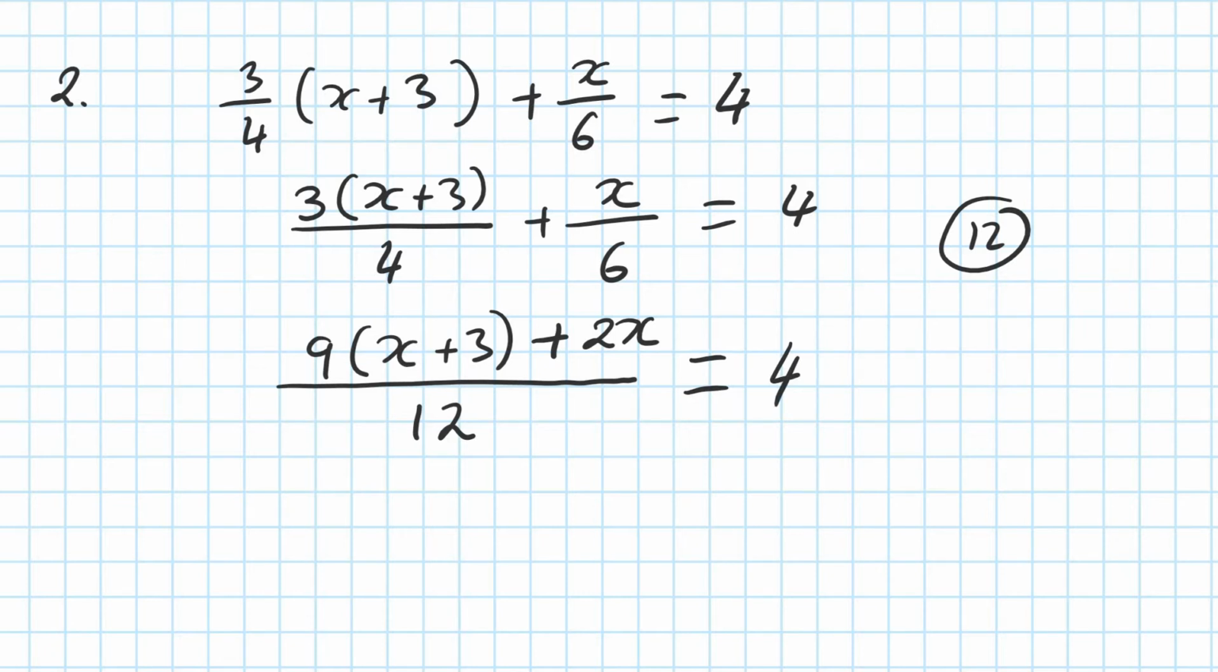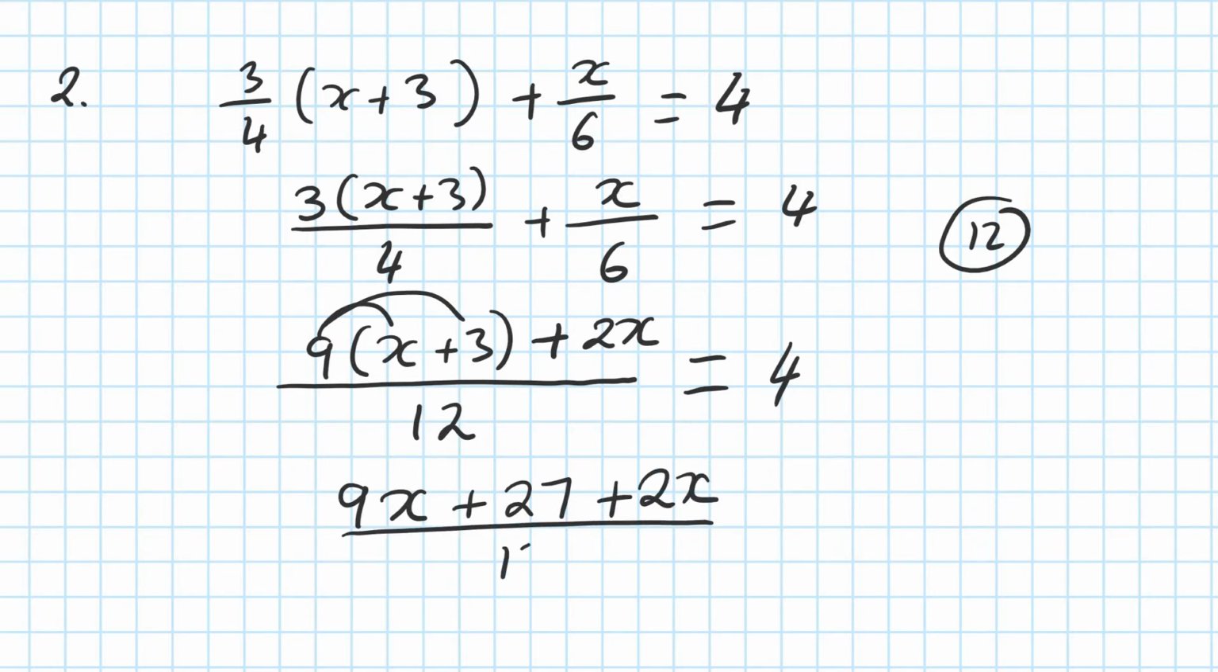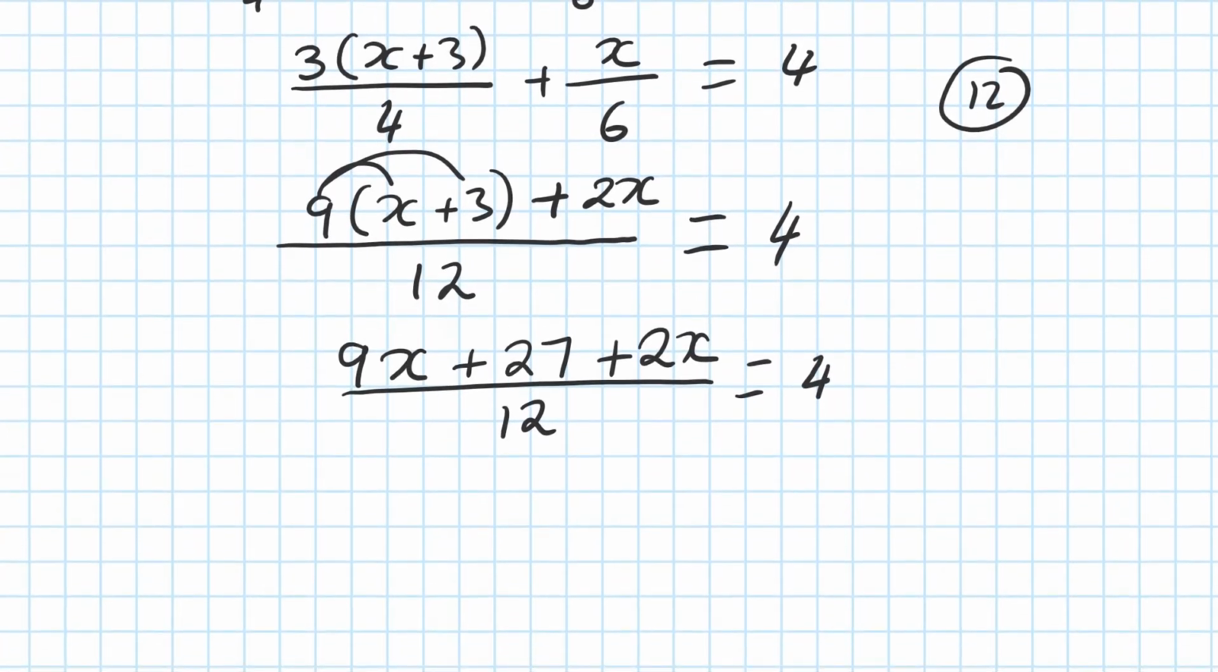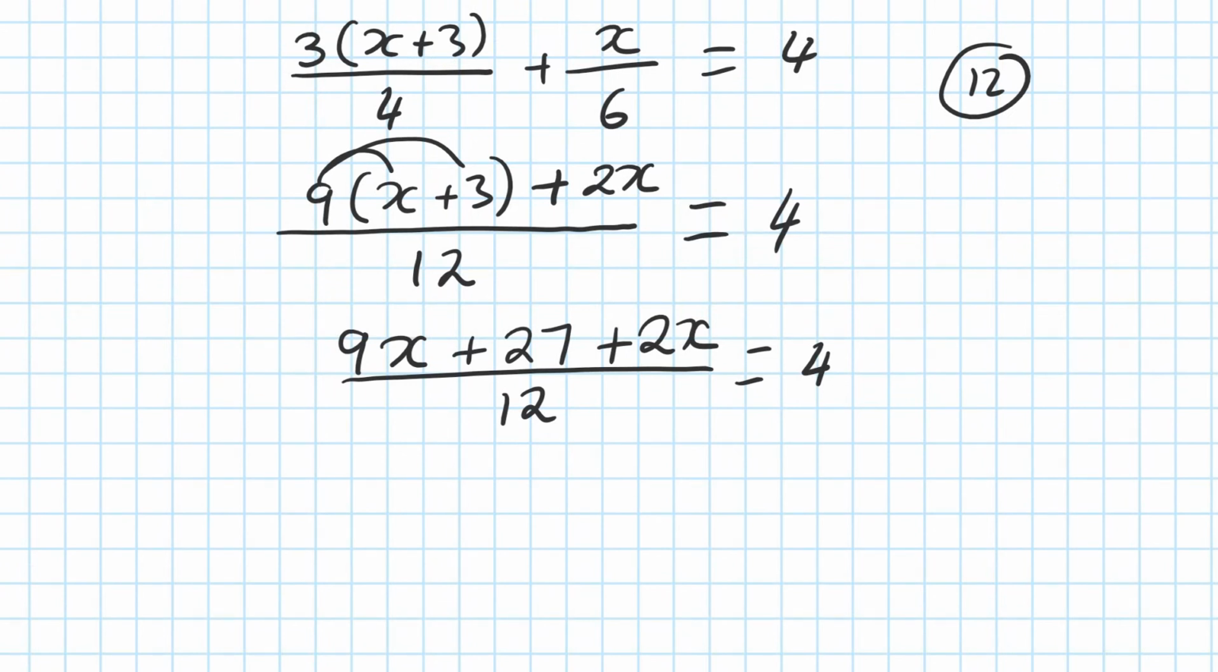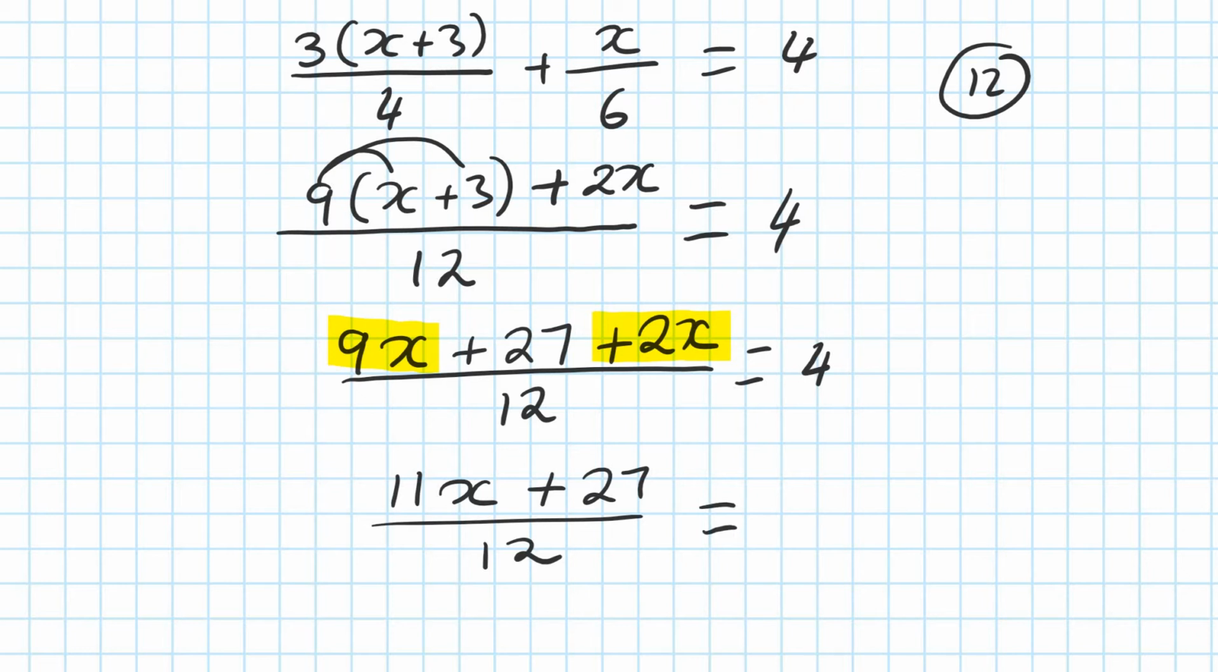Now I just remove the bracket. So 9 times x is 9x. 9 times 3 is 27. So add 27. Then you add 2x, all over 12, which is equal to 4. Right, now I'm going to collect like terms, of course. So 9x plus 2x is 11x, add 27 all over 12, is equal to 4.